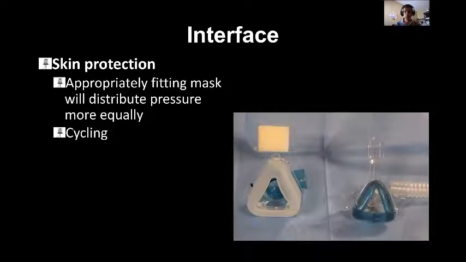Also, we have different sizes, and by using different sizes we will have a better fit. When you use an appropriately fitting interface, you get less injury. The other way to provide less skin injury and protect the skin is by cycling. Let's say you use nasal prong for 8 hours and mask for 8 hours, and then you cycle between both to provide less skin injury.